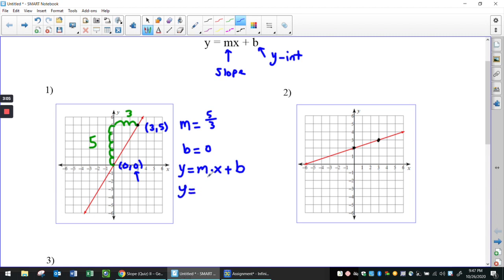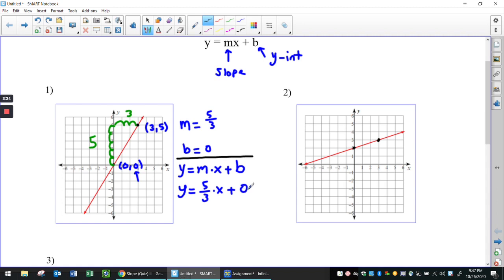y is equal to, instead of m, we're going to write 5 over 3. And then we're putting our x times x plus b. Instead of b, we're writing 0. So that might be a good idea to kind of separate this. I just want to use a different color here. Separate this area from this to just kind of know that here we're dealing with our equation.